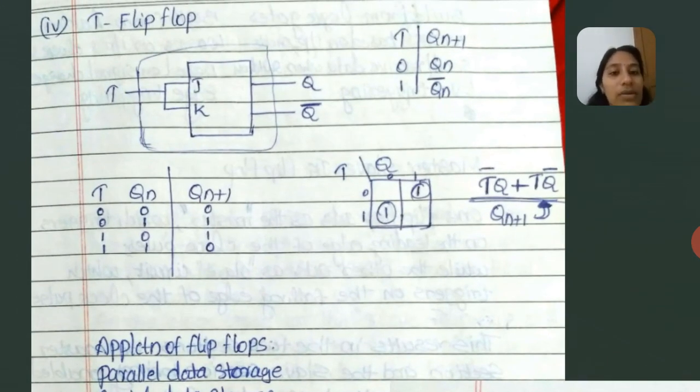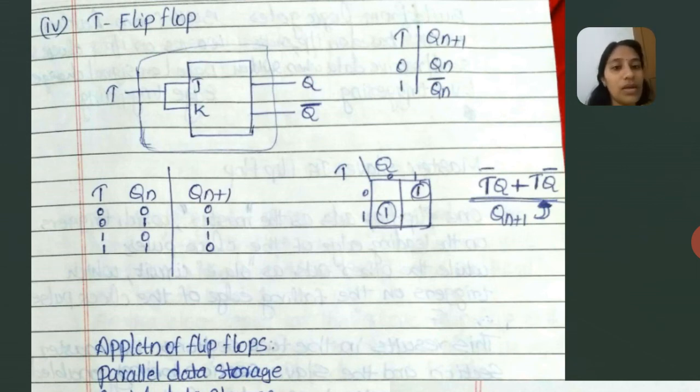You can see T value is 0, and Qn can be 0 or 1. If the value of T is 0, then the state will continue as it is. Present state will be continued. If the value is 1 for T, that is toggling is enabled, then if the present state is 0, the next state will be 1. If the present state is 1, the next state will be toggled to 0. This can be represented like this: if the value of T is 0, then Qn plus 1 will be Qn. If the value is 1 for T, then Qn plus 1 will be Qn bar.